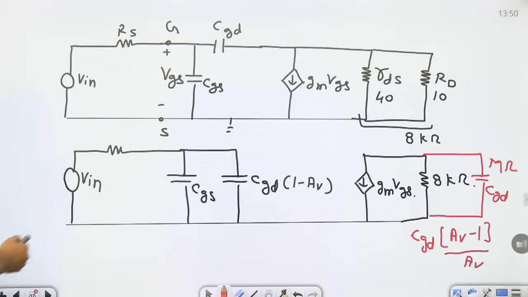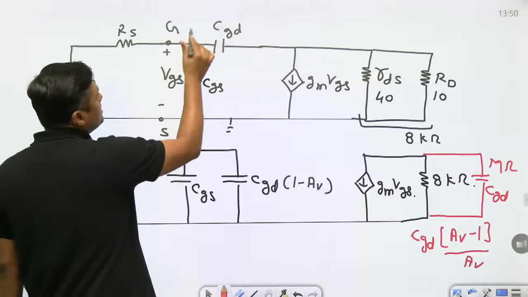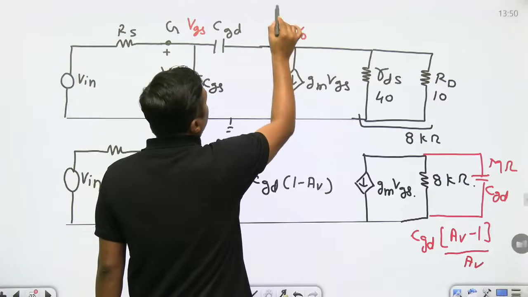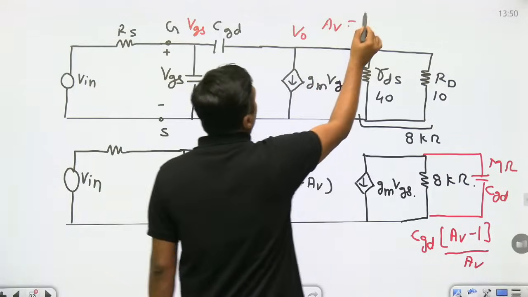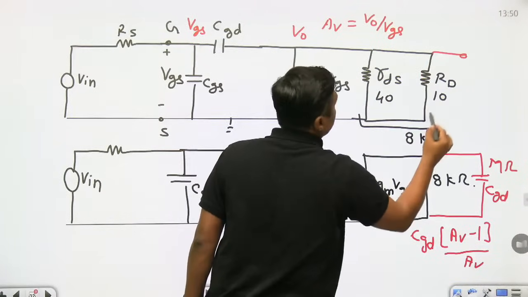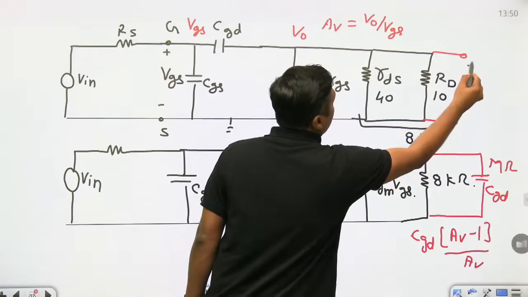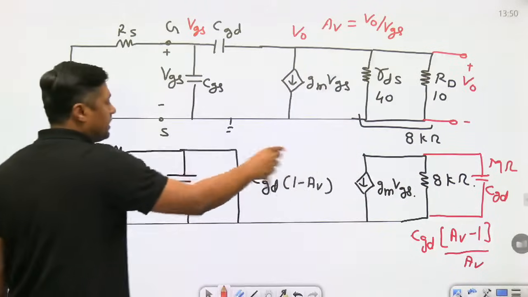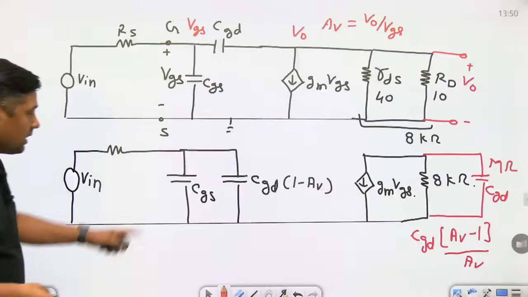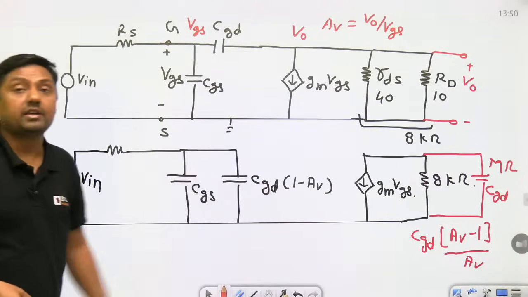Now, to apply Miller's theorem, always remember the voltage at this point is VGS, the voltage at this point is V0, and you have to find the AV, that is V0 upon VGS. I am just applying Miller's theorem. We break the capacitor, neglect it, then find the AV, and then we can find CGD times (1 minus AV).